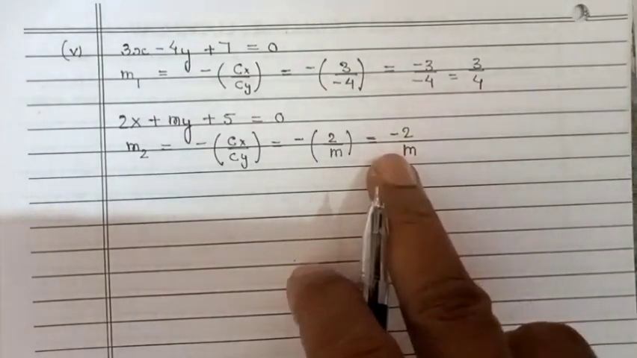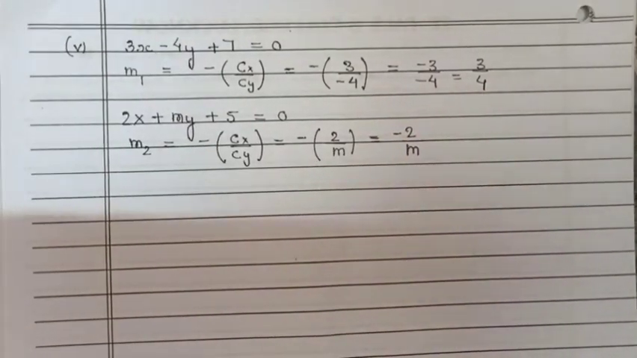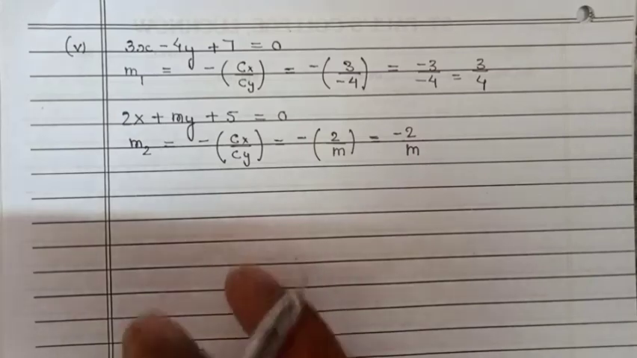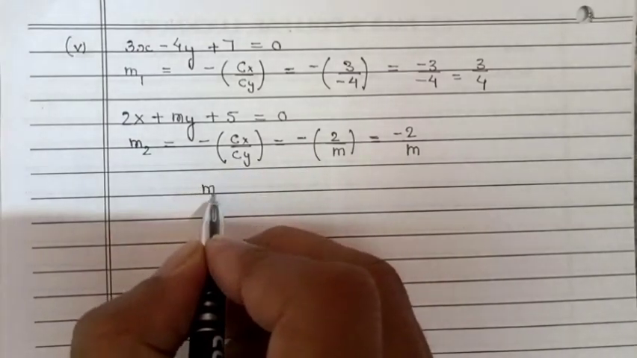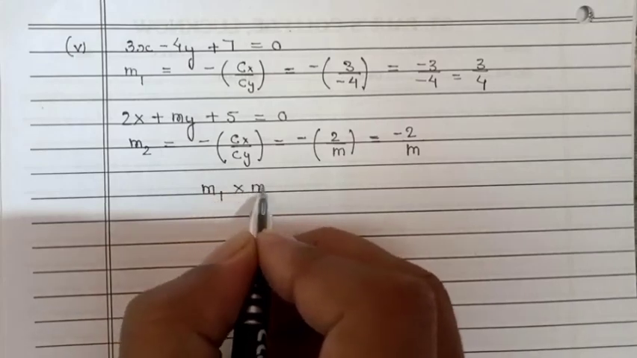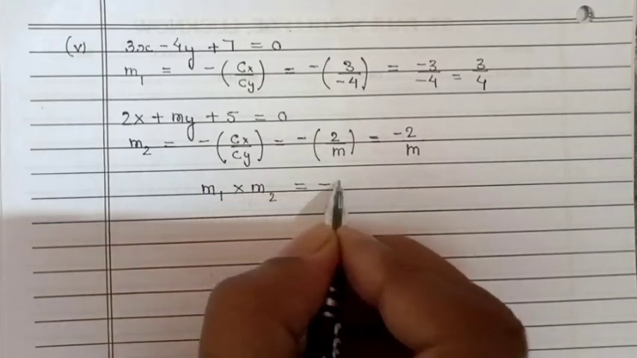So we have got the slope of both the lines, right? Now the question says that these two lines are perpendicular. Now as the two lines are perpendicular, the product of their slopes must be equal to minus 1.